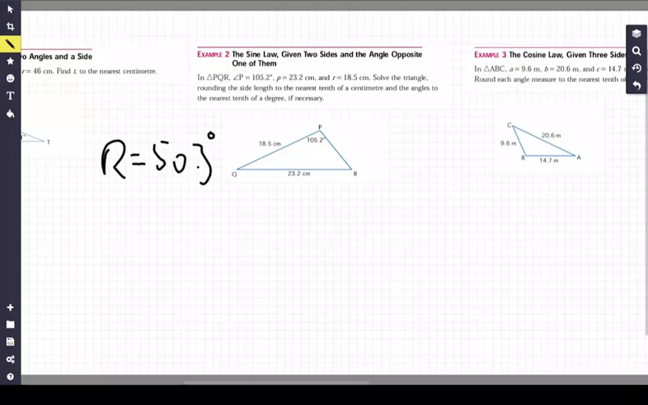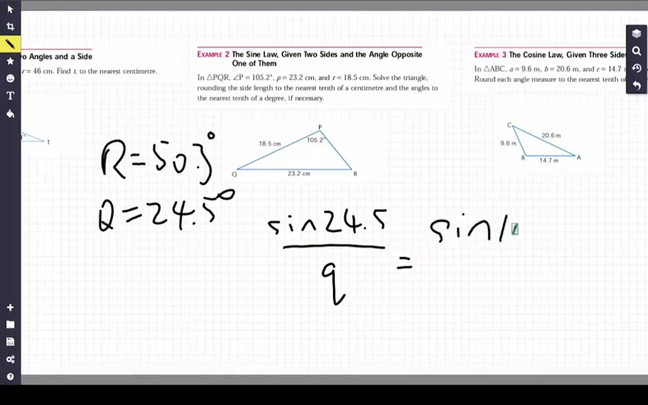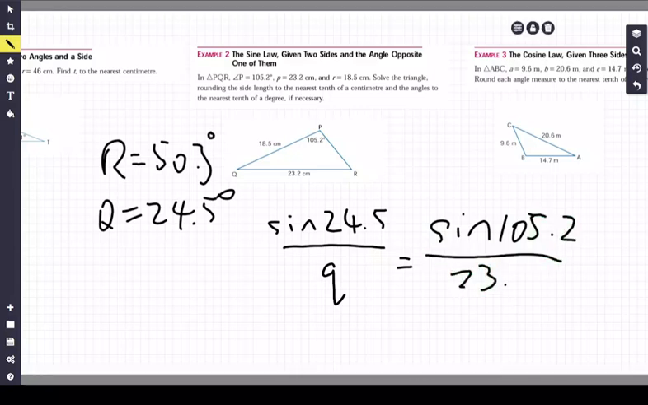Now we have all the inner angles. We're going to find q. So q, let's just do 180 minus 105.2 minus 50.3. That's going to give us 24.5. So q is equal to 24.5 degrees. Alright? And then let's use the sine law one more time. So sine of 24.5 over small q is going to equal sine of 105.2 over 23.2. It doesn't really matter which one we use, but I recommend using the given ones because we don't want to be dealing with rounding problems.